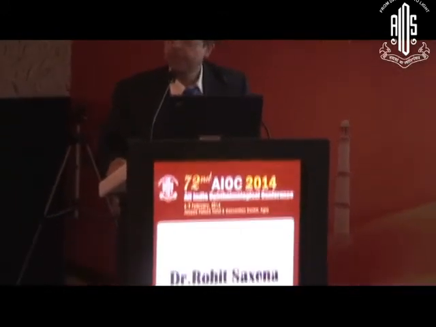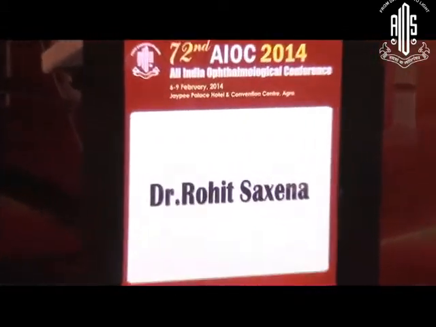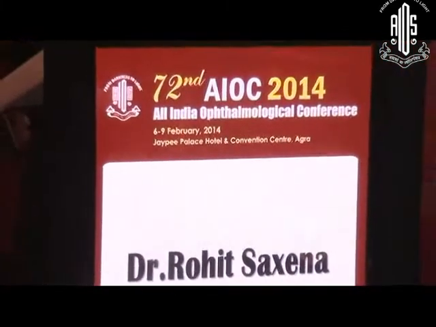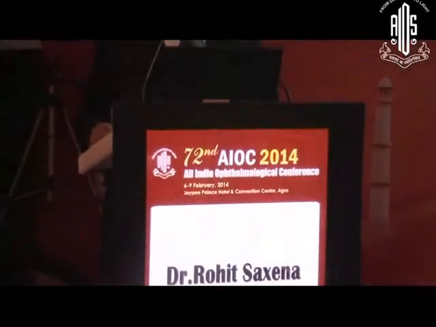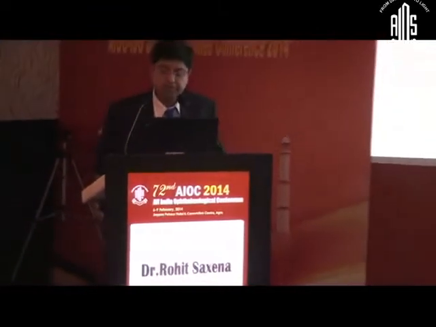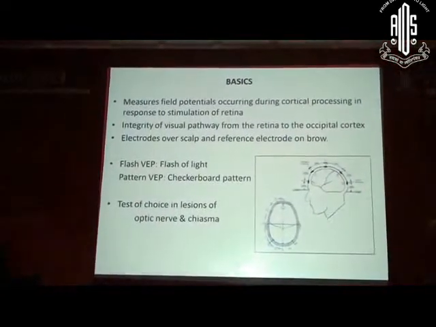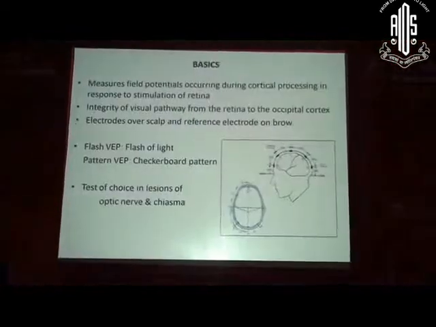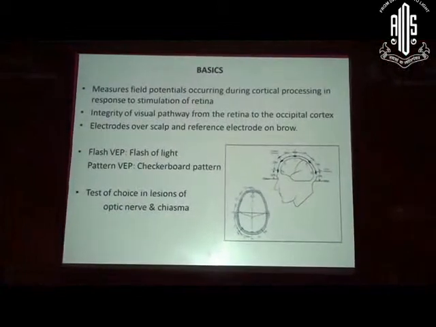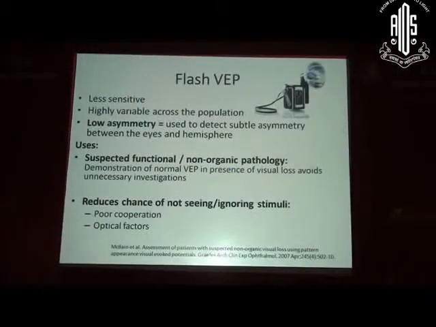It measures the visual potential across the cortical processing in response to stimulation of the retina by any form of stimulus. So it tests the integrity of the visual pathway from the retina to the occipital cortex, and the electrodes on the scalp pick up these electrical activity changes occurring in the brain. So you have the flash VEP and you have the pattern VEP. The flash is a flash of light, and the pattern shows a checkerboard pattern which is used as the stimulus. It is the test of choice when you're looking for optic nerve and chiasmal lesions.